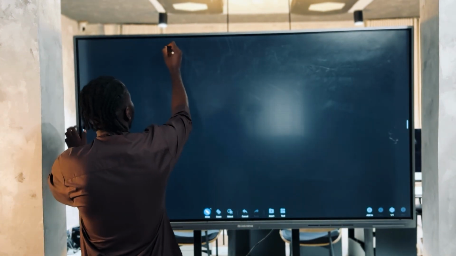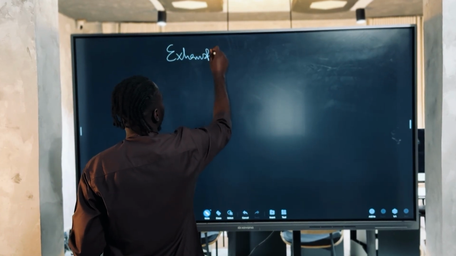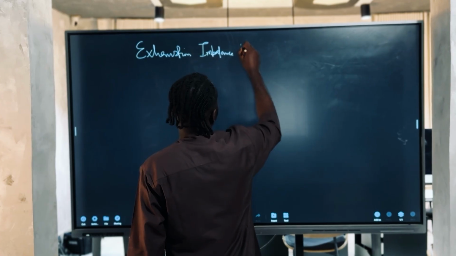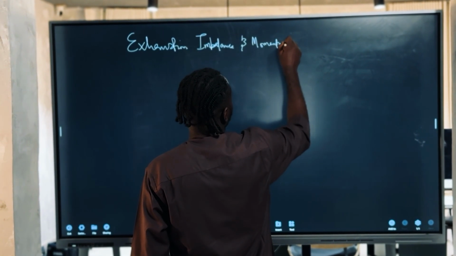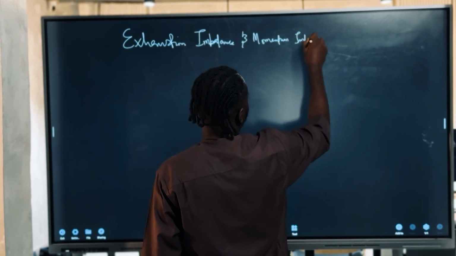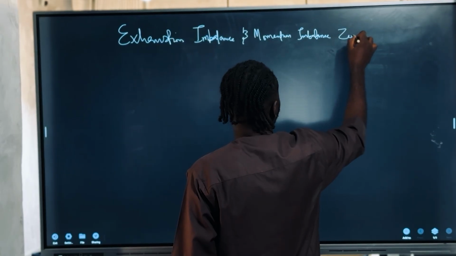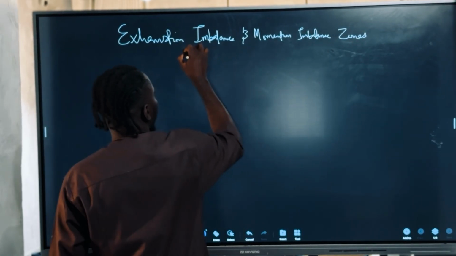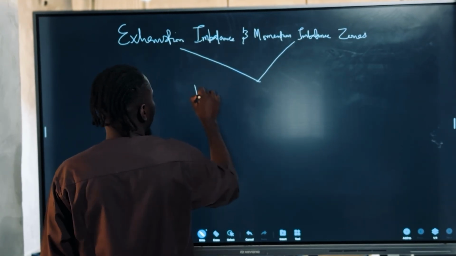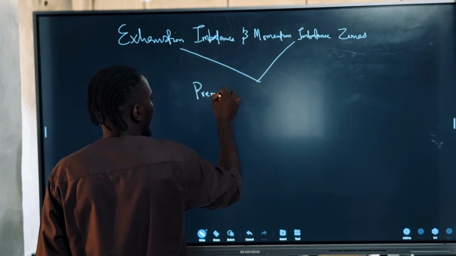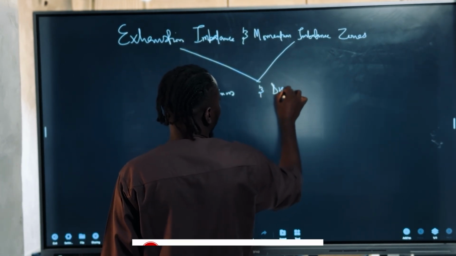What we are dealing with is exhaustion imbalance and momentum imbalance. We will now be talking about their zones, but we want to see how each of these links to what we call the so-called premium and discount liquidity.